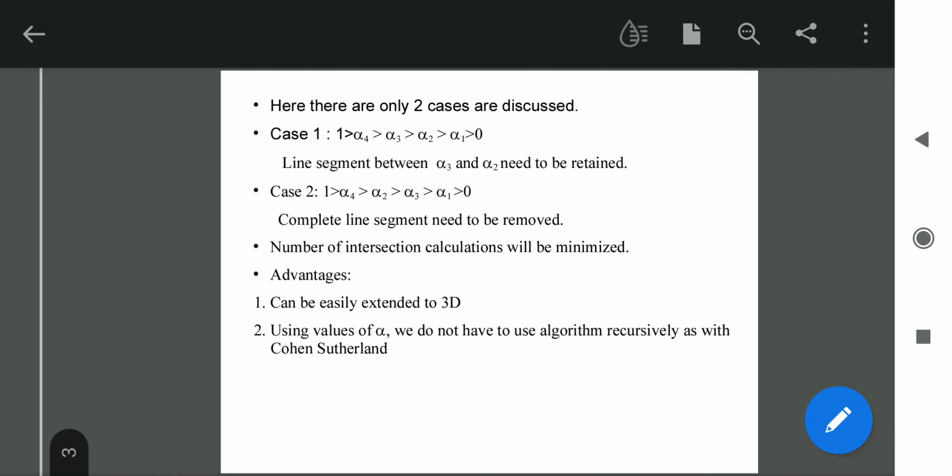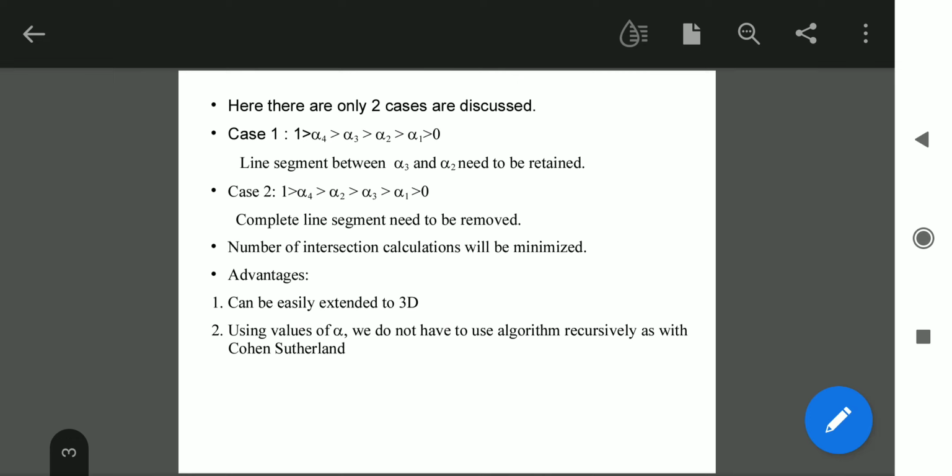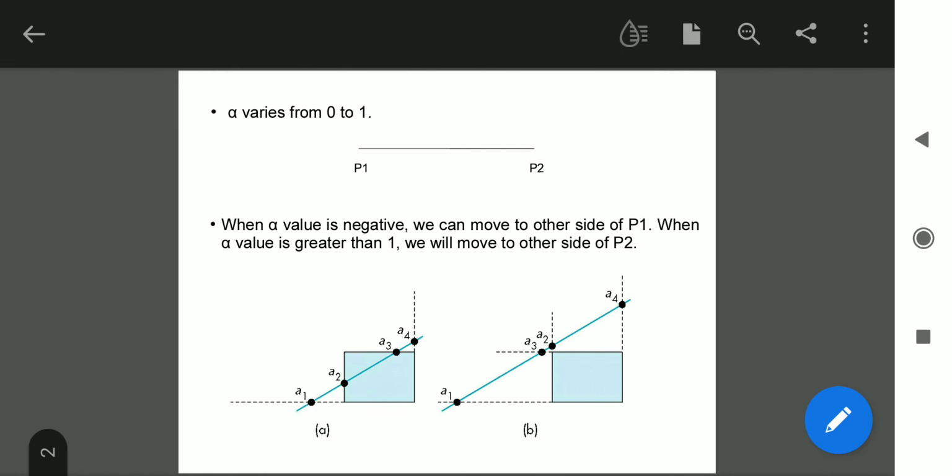Now when we arrange them as a condition, we get 1 greater than alpha 4 greater than alpha 2 greater than alpha 3 greater than alpha 1 greater than 0. That means this condition is not similar to the previous one. That is, in case 2 we are not following the order alpha 4, alpha 3, alpha 2, alpha 1. The order has changed. If we get this order, then the algorithm says we need to completely remove the line segment because not even a small part of the line segment is visible to a user. You can observe that in the diagram. The complete line segment is outside the output window, so we are supposed to remove that.